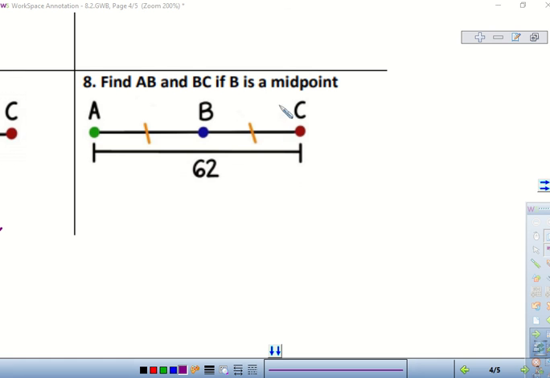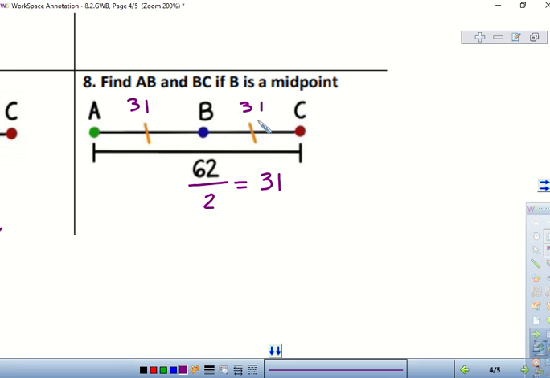Find AB and BC if B is a midpoint. So if B is a midpoint, what do you have? Any ideas on how we could find each one? Divided by 2. Good. How did you know to divide by 2? Yeah, because they're broken up into two equal parts, right? So they would have to be 31 and 31. Is everybody good with that concept?